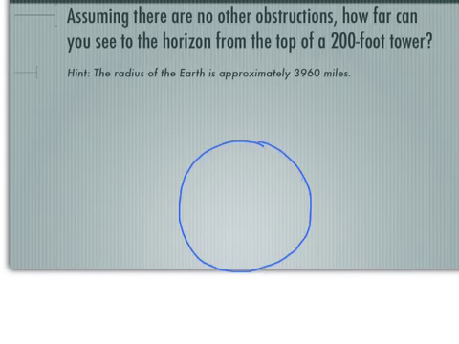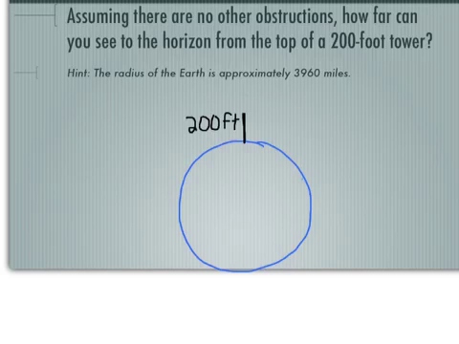Okay, so there's your circle. So it's just a circle. And you've got a tower standing on top of the surface of the Earth that's 200 feet, right? That is a huge tower. 200 feet on top of the surface of the Earth. And what this is asking is the line to the horizon.